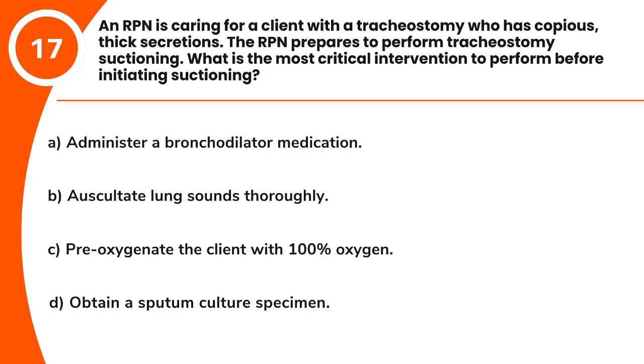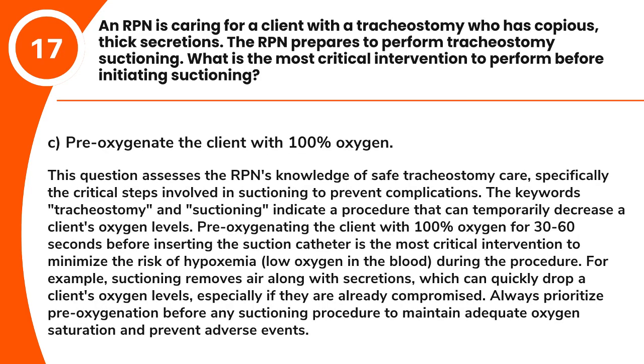Question 17. An RPN is caring for a client with a tracheostomy who has copious, thick secretions. The RPN prepares to perform tracheostomy suctioning. What is the most critical intervention to perform before initiating suctioning? A. Administer a bronchodilator medication. B. Auscultate lung sounds thoroughly. C. Pre-oxygenate the client with 100% oxygen. D. Obtain a sputum culture specimen. Answer: C. Pre-oxygenate the client with 100% oxygen.